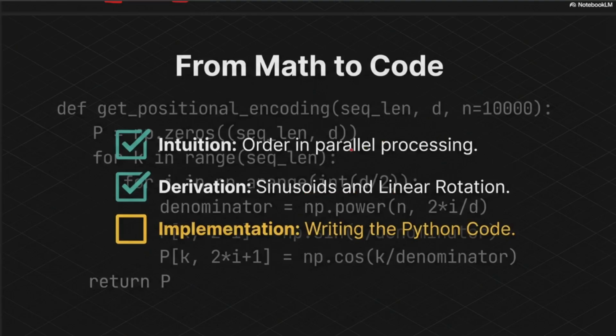So we have now seen the engine under the hood. We know the specific sine and cosine frequencies. We create a unique, bounded, and linearly relatable fingerprint for each position. But how do we build this? We will see in a future video how to efficiently code it in Python.